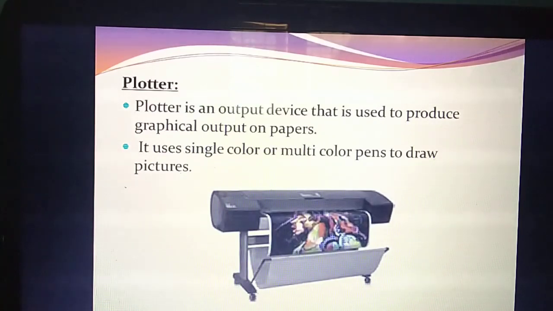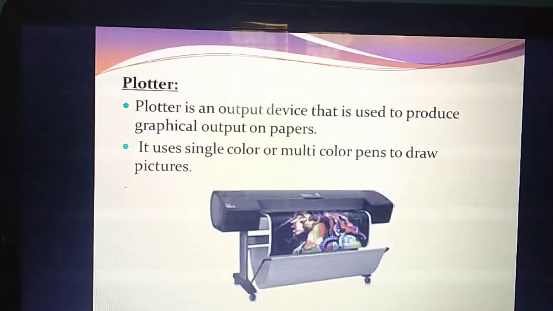What do you mean by graphical output? The best example I can give is banners. Film banners or cinema banners, have you seen them? Most of the banners are printed. You take the printout using which one? Plotter or flex printing. That's also one example for a plotter.